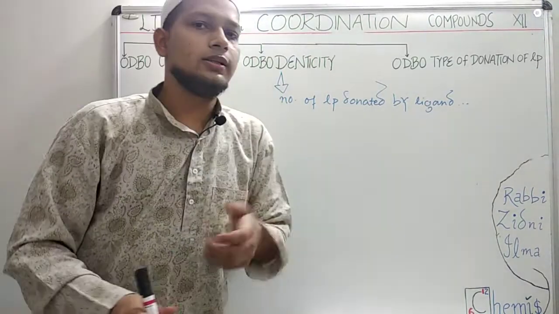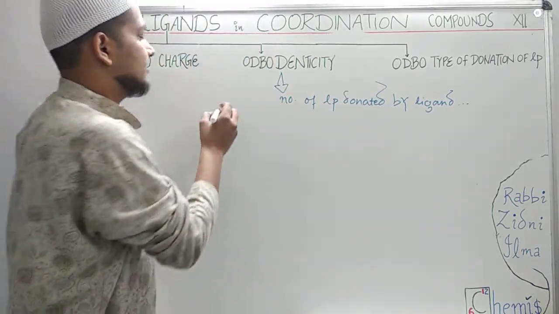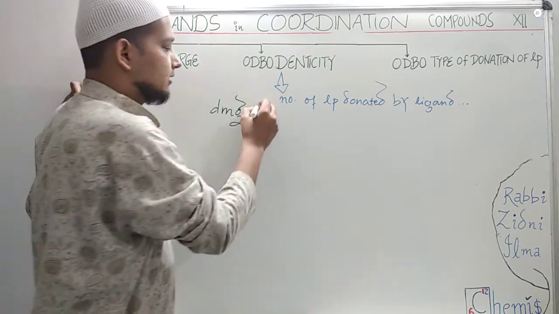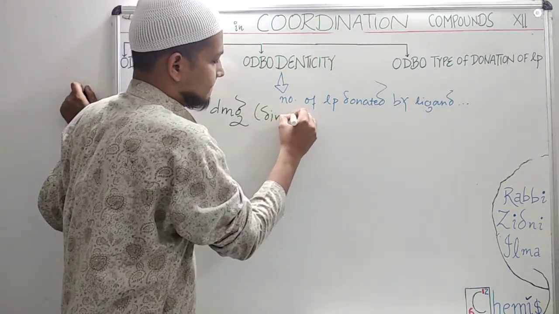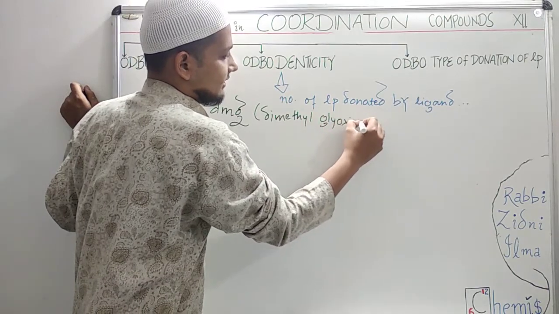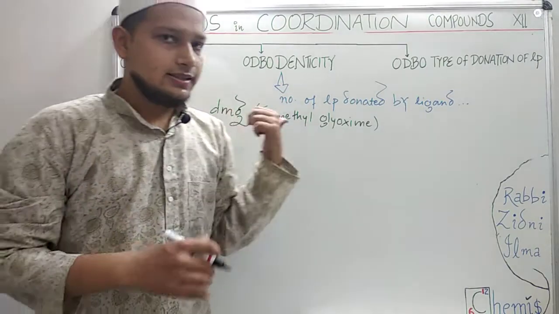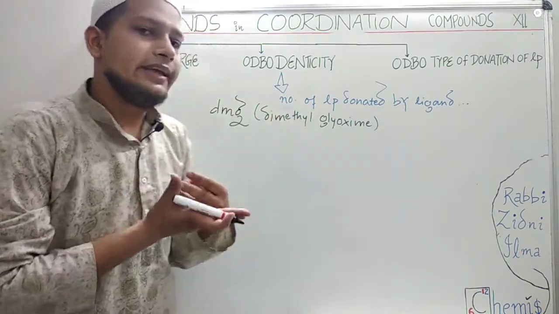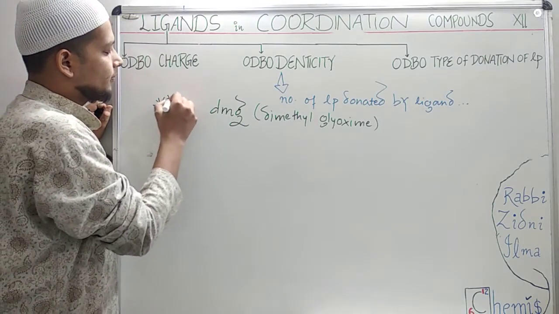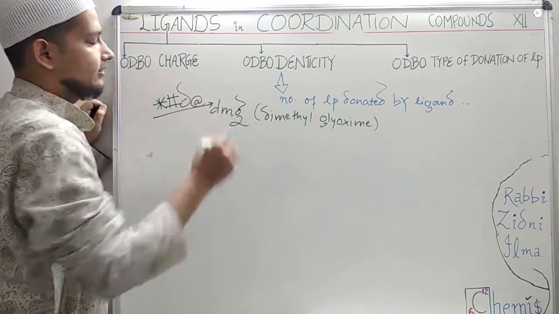Now we have a question that what is the use of DMG? First of all, I just need to explain the full form of this. DMG, dimethyl glyoxime, and it is DMG. I must say dynamite. It is very important, so important that I am going to write down my autograph next to it.